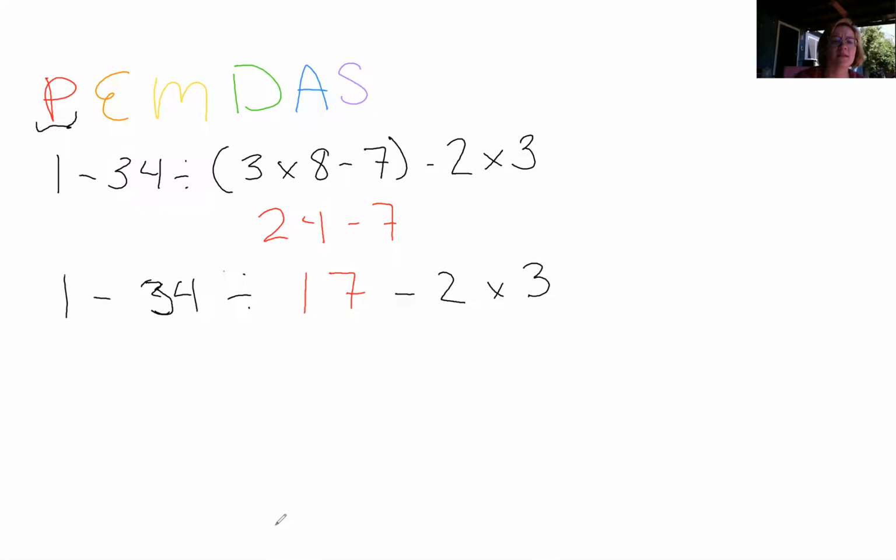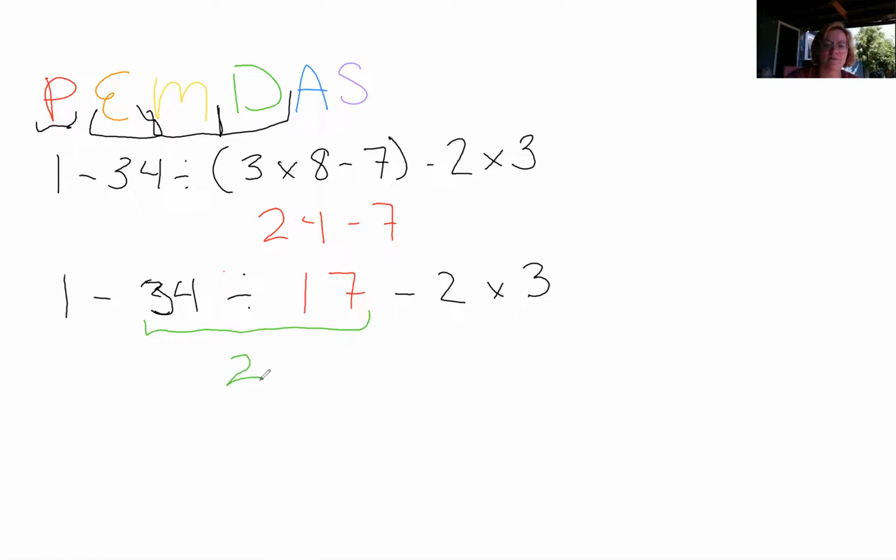So we did our parentheses. We're going to look and see, do we have any exponents? Nope, we're done. Move on. Okay, we're going to take a look at our M's. So do we have any multiplication or division in order from left to right? So coming over, I got 1 minus 34 divided by 17. So we're going to go ahead and do that first here. 34 divided by 17, that is going to give me 2.